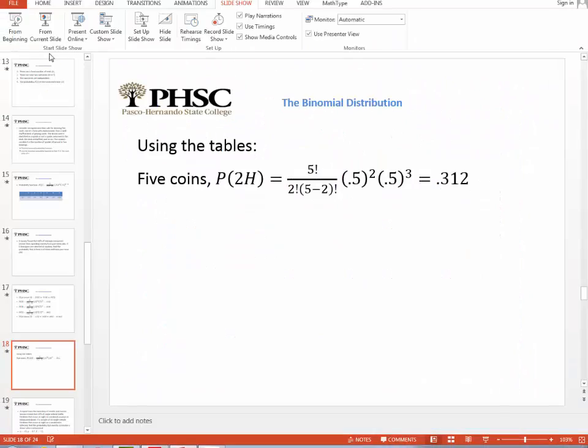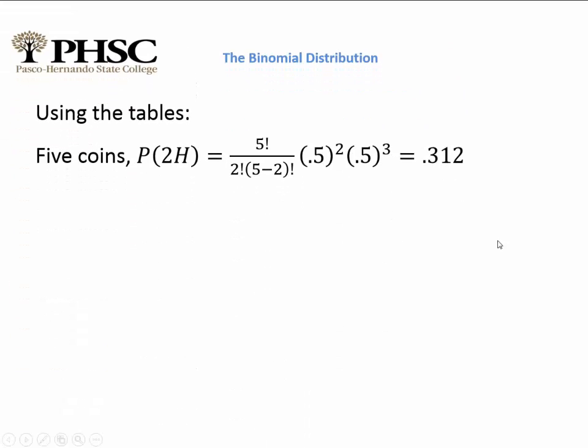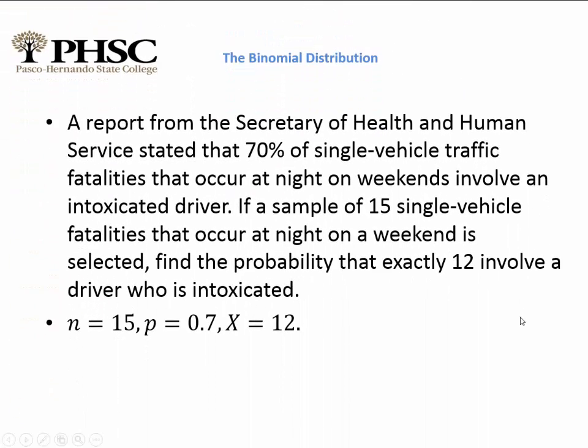So again, we're going to go ahead and do this example using the distribution table. A report from the Secretary of Health and Human Services stated that 70% of single vehicle traffic fatalities that occur at night on weekends involve an intoxicated driver. If a sample of 15 single vehicle fatalities that occur at night on a weekend is selected, find the probability that exactly 12 involve a driver who is in fact intoxicated.